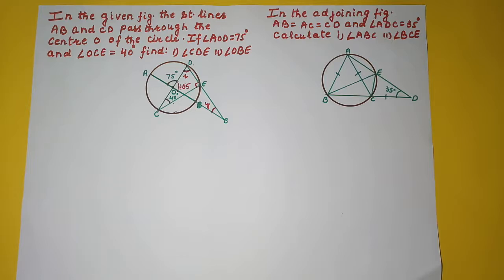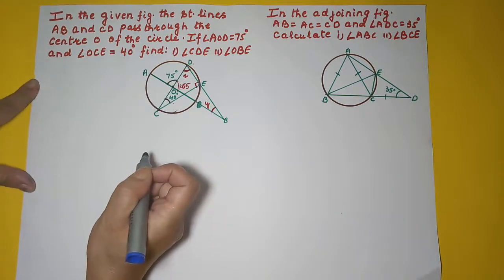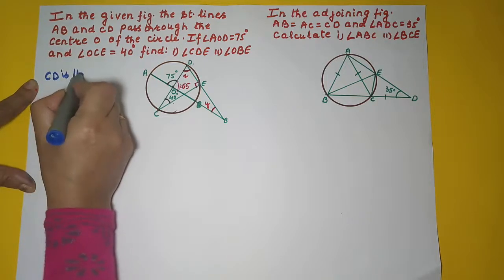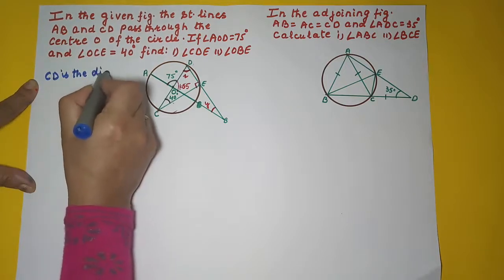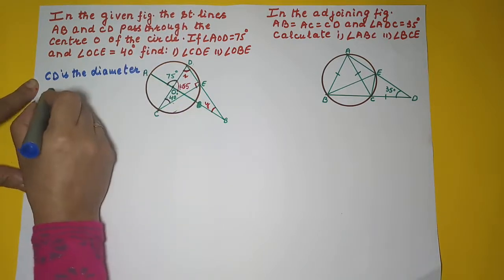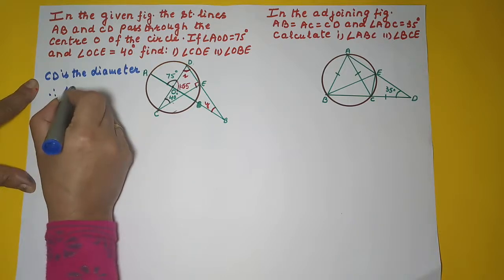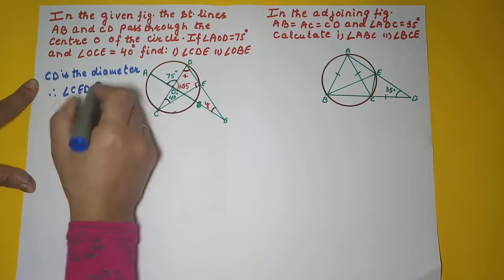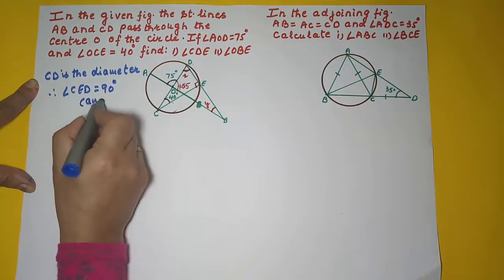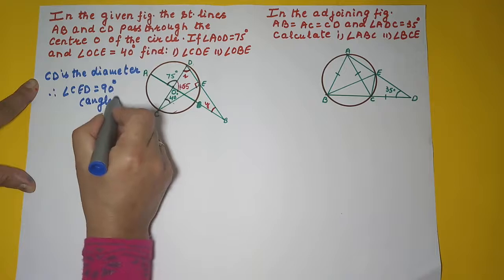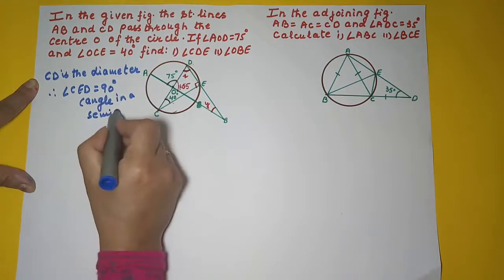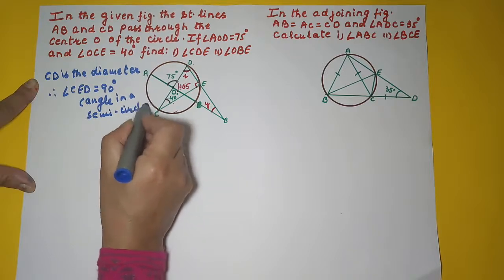How do we write this? We will write that CD is the diameter of the circle. So therefore, angle CED is equal to 90 degrees. Reason: angle in a semicircle. We know that angle in a semicircle is always 90 degrees.